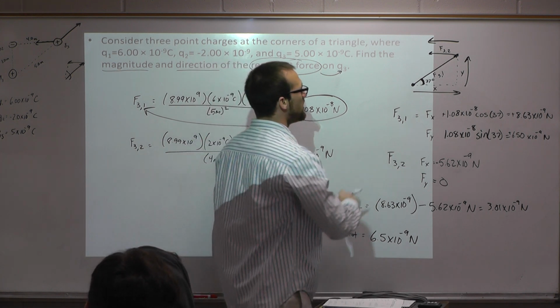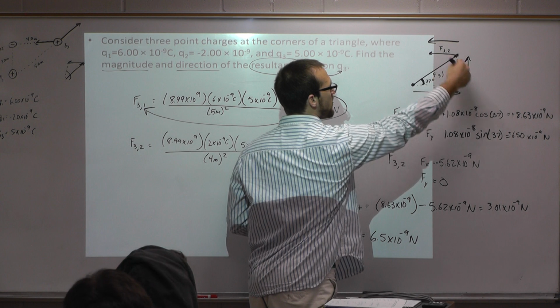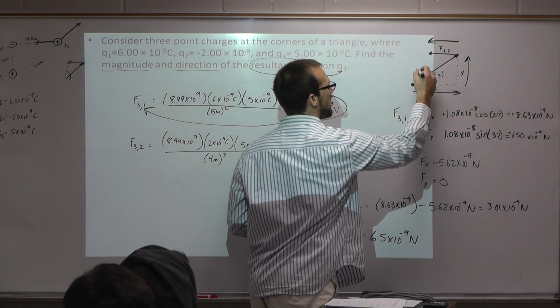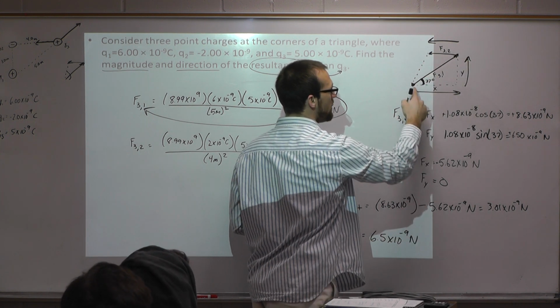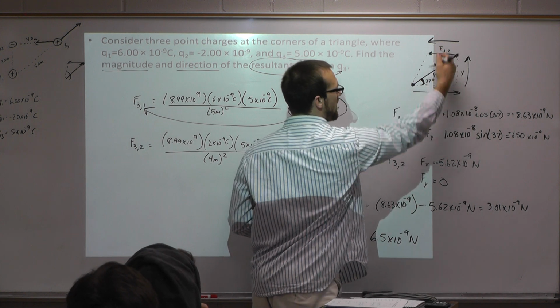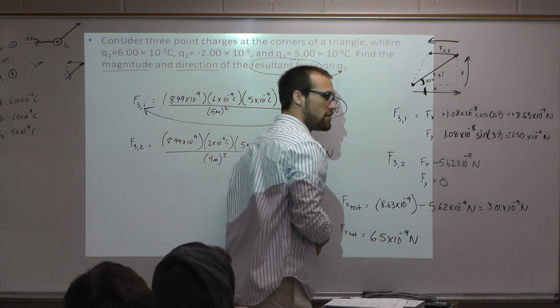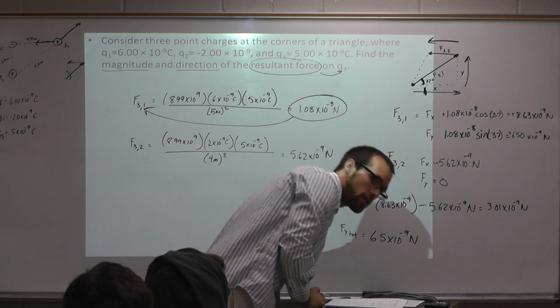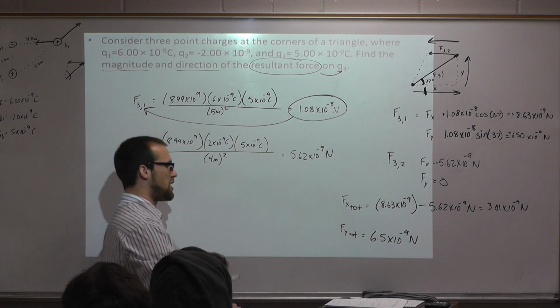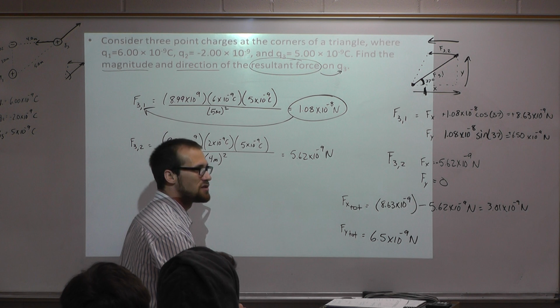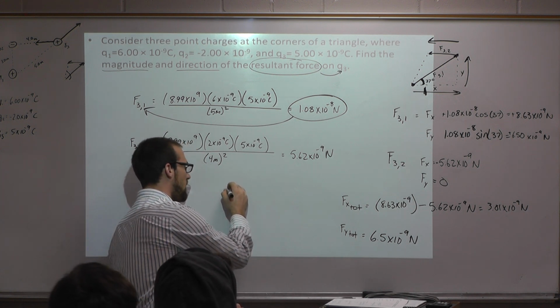Now we have the x sum and the y sum. I can find this vector now. If I take this and subtract this from it, I get about that much x. Now, how do you find the resultant vector? Pythagorean theorem.